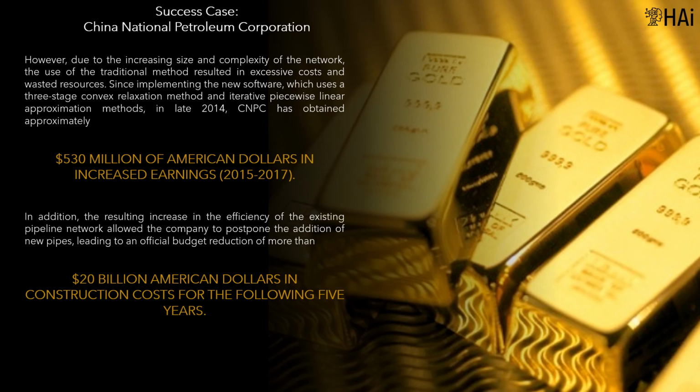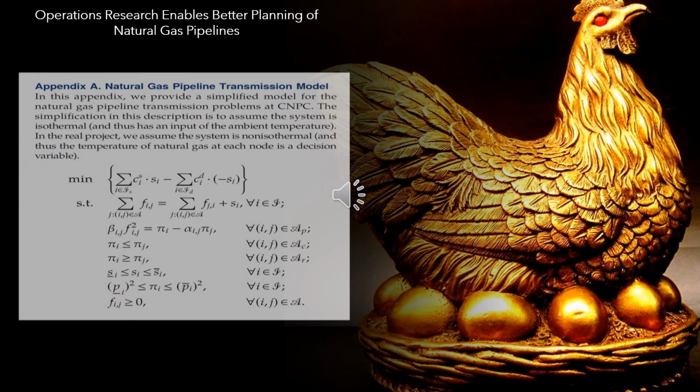In addition, the resulting increase in the efficiency of the existing pipeline network allowed the company to postpone the addition of new pipes, leading to an official budget reduction of more than $20 billion American dollars in construction costs for the following 5 years. The image presents the algebraic formulation of the natural gas pipeline transmission model.